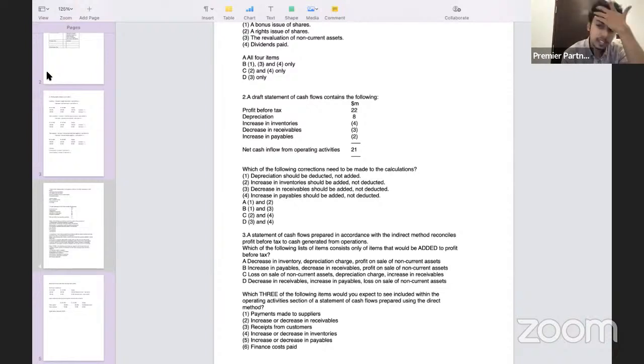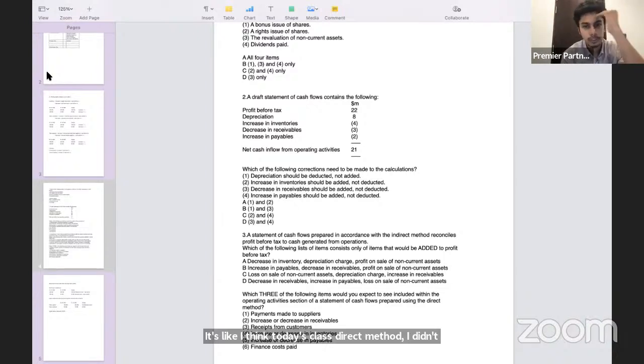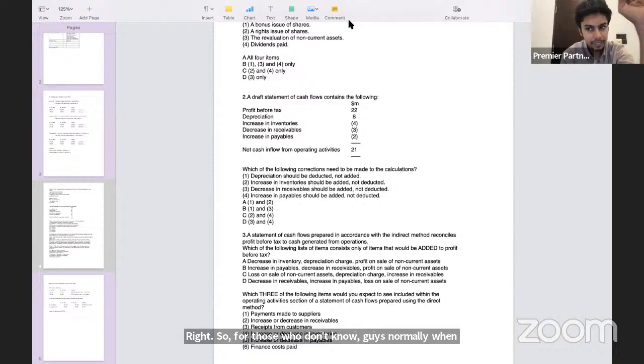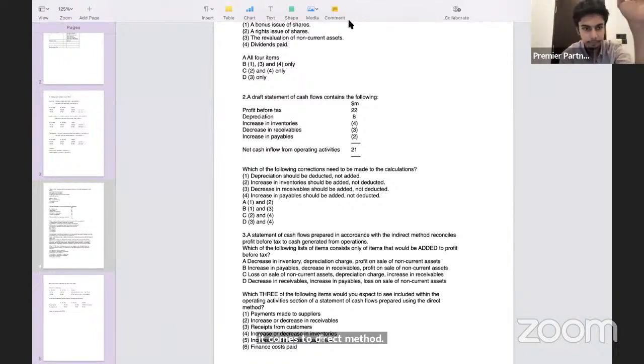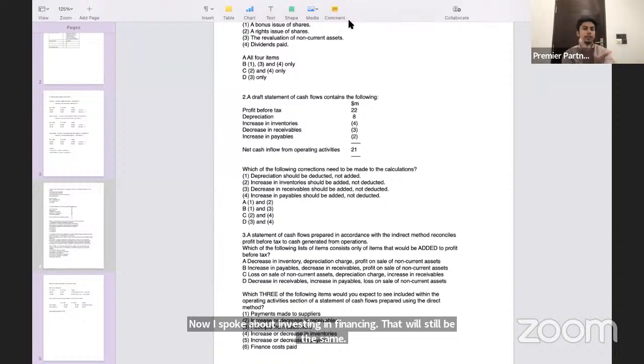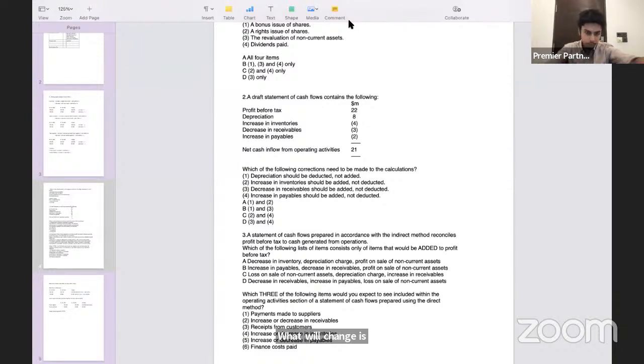So, guys, in today's class, I didn't do a recap on the direct method because I was mostly focused on section B. For those who don't know, when it comes to the direct method, investing activity and financing activity are still the same. I spoke about investing and financing, and that will still be the same. What will change is this one.